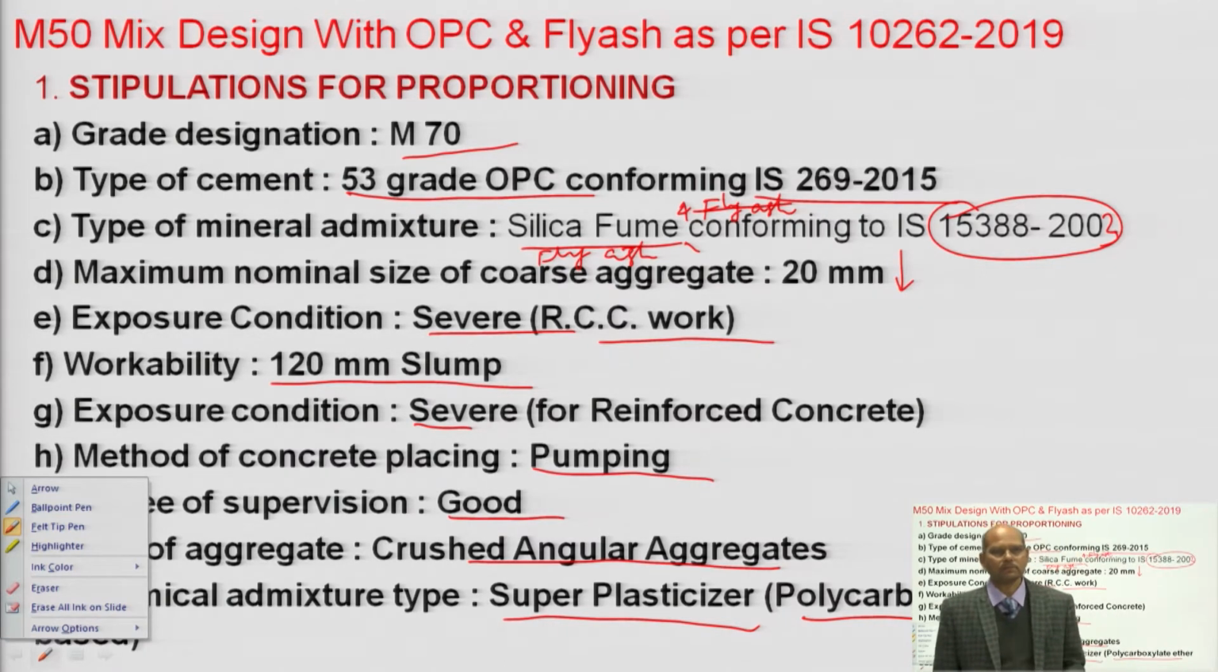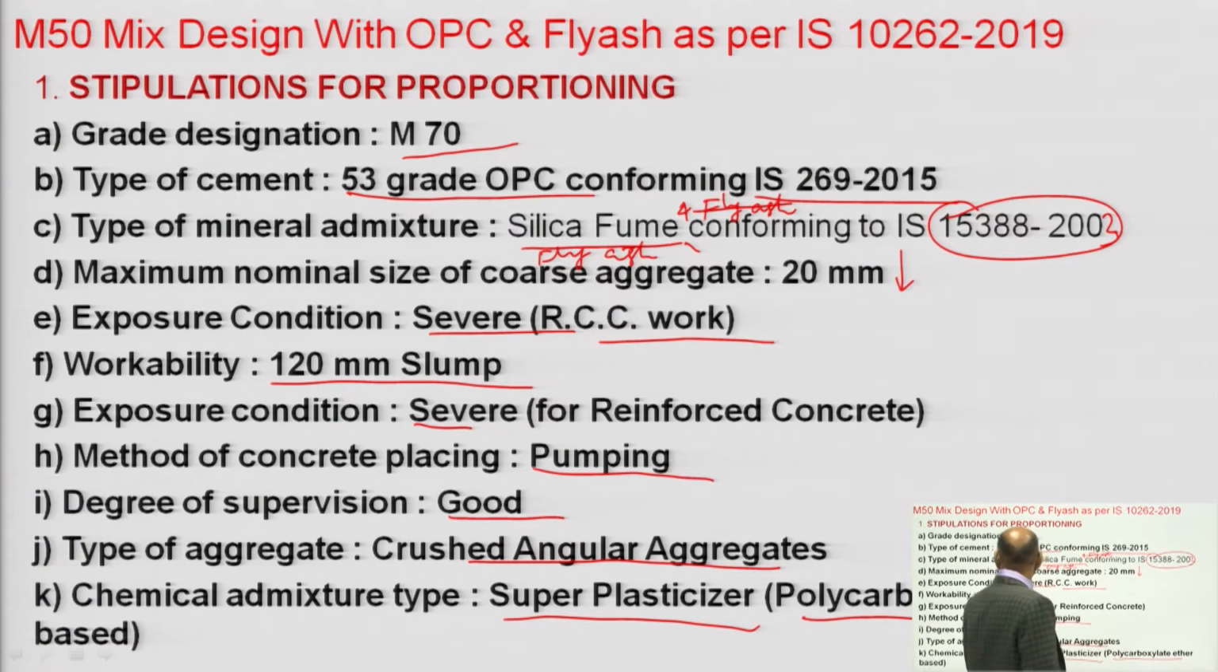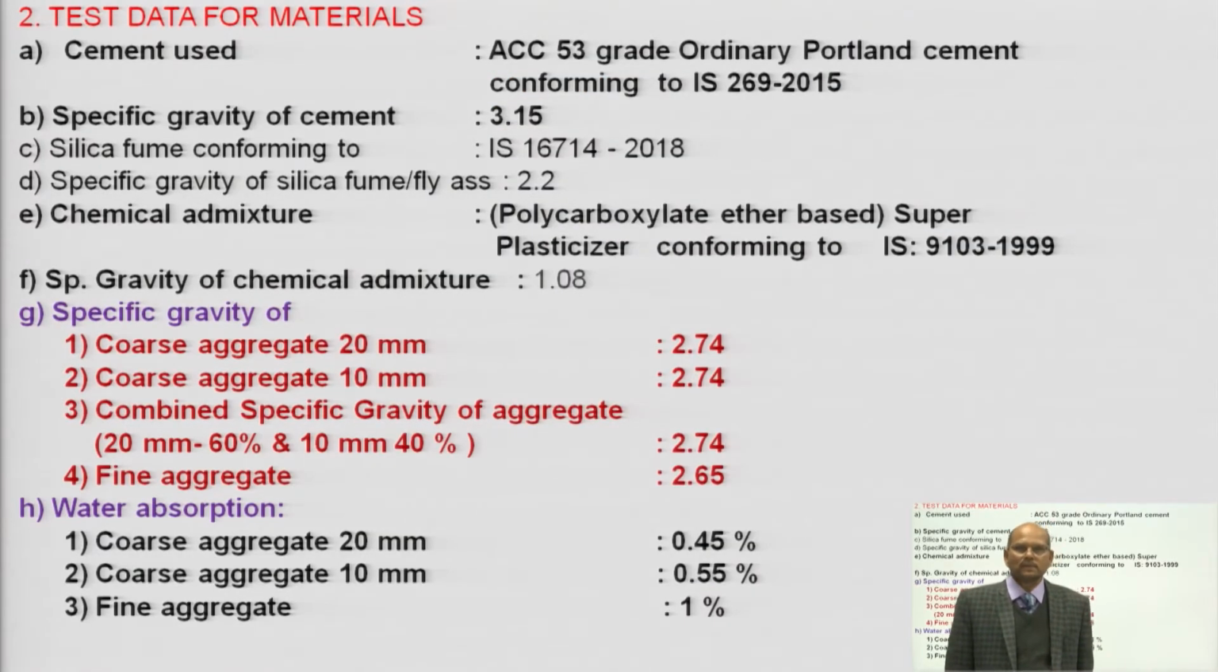So, based on that we have to design the M70 grade high strength concrete. High strength is nothing but if the range is between M65 to M100. According to the IS code, this is considered as high strength concrete. Then we have to go to the laboratory for testing. As you have received the material, you have to test as per IS 269:2015 specification.